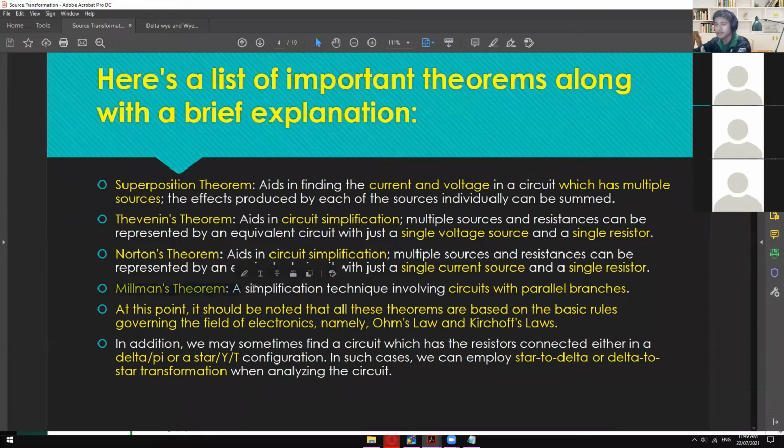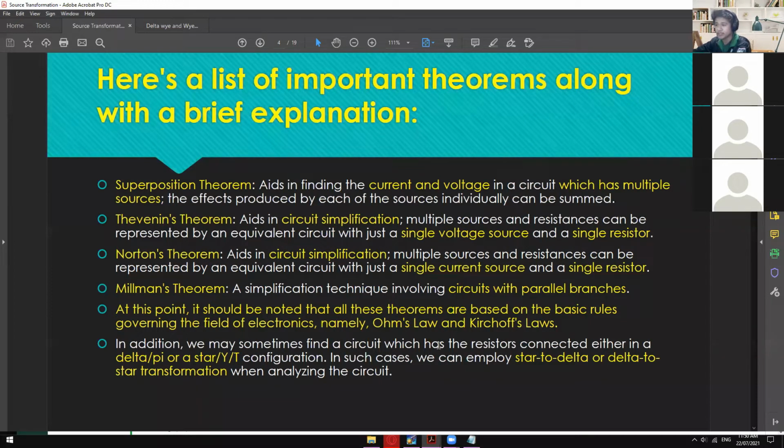And then Millman's theorem. We haven't discussed this one yet, but it is good when there are a lot of involved parallel branches. So when we have many parallel connections, we can easily apply Millman's theorem and find the specific value that we are looking for. At this point, it should be noted that all these theorems are based on the basic rules governing the field of electronics, namely Ohm's law and Kirchhoff's laws. These two are the foundations of everything, or of those theorems that we have just discussed.